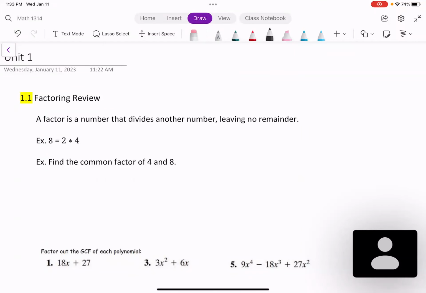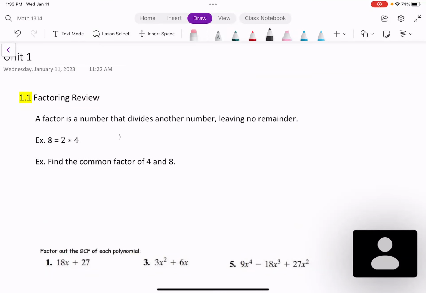In this video, we will learn Unit 1.1, Factoring Review. A factor is a number that divides another number, leaving no remainder. For example, 8 equals 4 times 2, so 4 and 2 are factors of 8. What are all the factors of 8? Let's list all the factors.